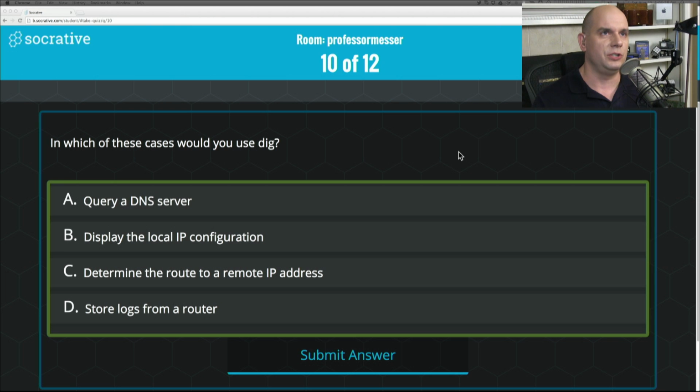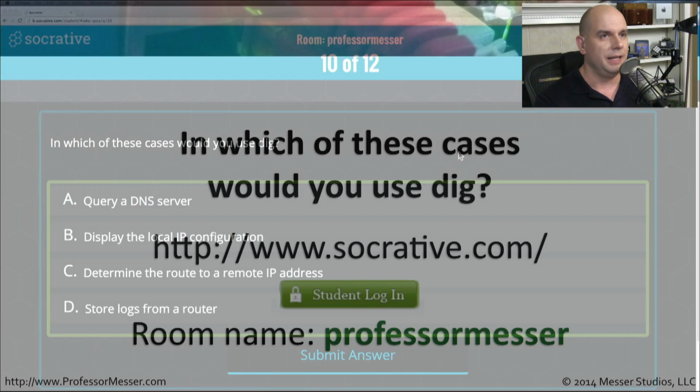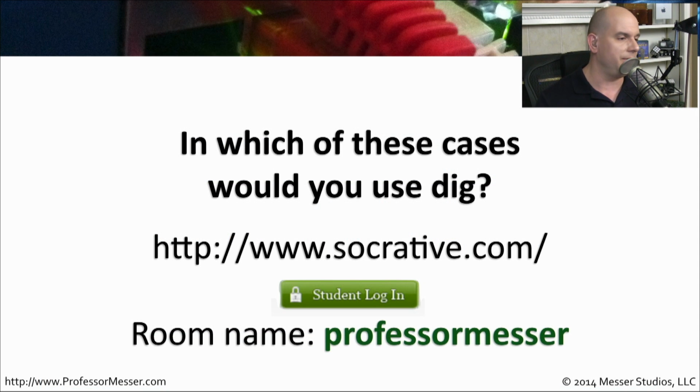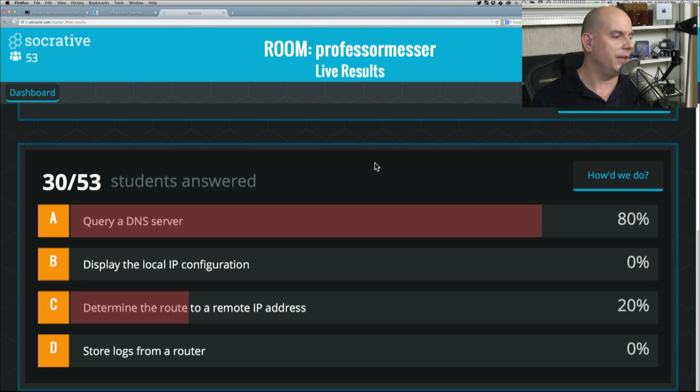We'll do some of that here as soon as we get an answer, because some of you are sending in your answers by going to Socrative.com, answering this particular question: in which of these cases would you use dig? Query a DNS server, display the local IP configuration, determine the route to a remote IP address, or store logs from a router. And I didn't really fool anybody on this one. 80%, a huge number so far, said query a DNS server. 60% said display a local IP configuration. I got a few bytes on determine the route to a remote IP address. And D is store logs from a router.